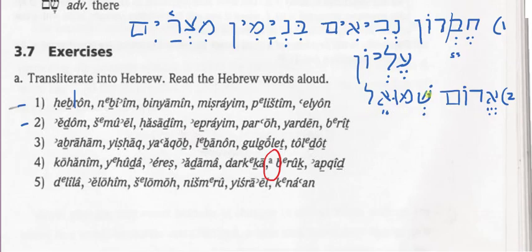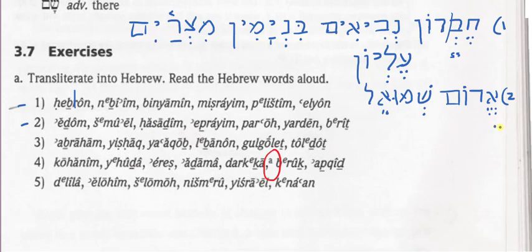Shemuel. Every consonant besides the last one has a vowel or shavah. Sheen has a shavah, mem has a shurik, aleph has a sere. Shmuel. Okay. And then we have chasadim. Let's do that one.